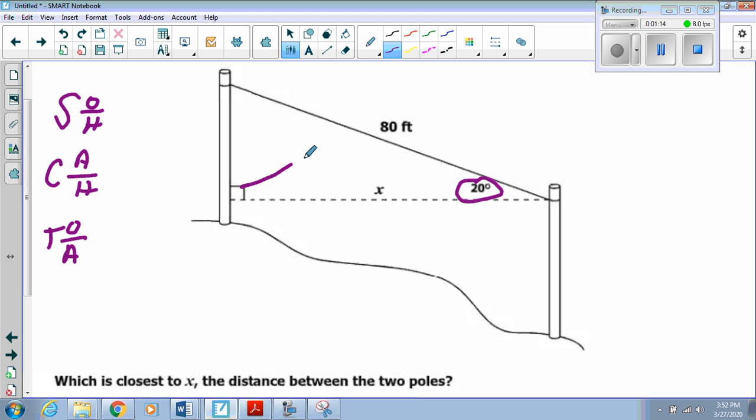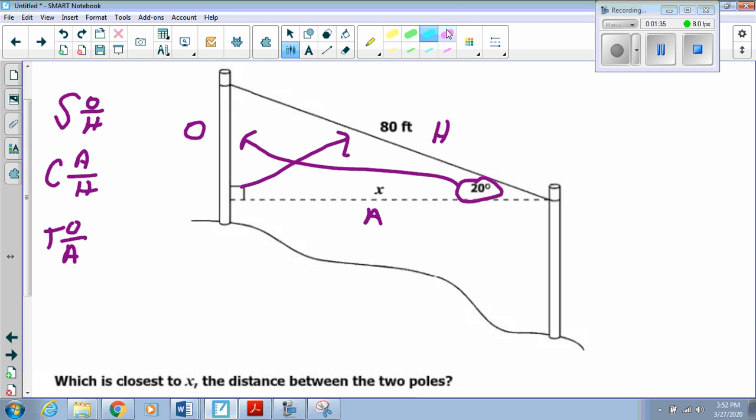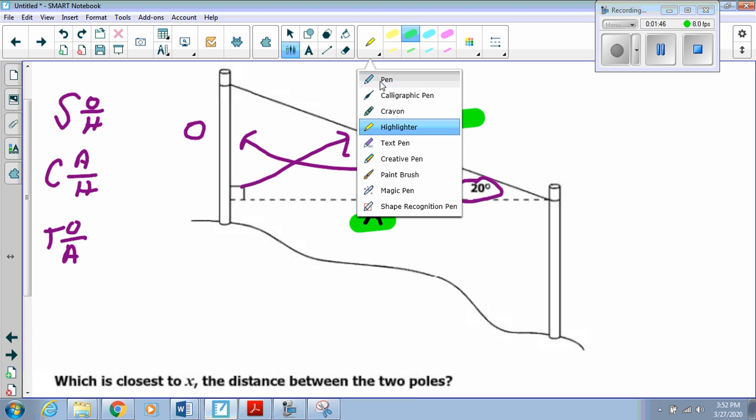Remember, across from the right angle is always your hypotenuse, so that one's the easiest. Between your right angle and your given angle is your A, or your adjacent side. And across from the given angle is our O. So the information here that we have and we need to use is the 80 feet, which is on H, and X is what we're looking for, which is on A. So we have A and H, so that means we're using cosine.